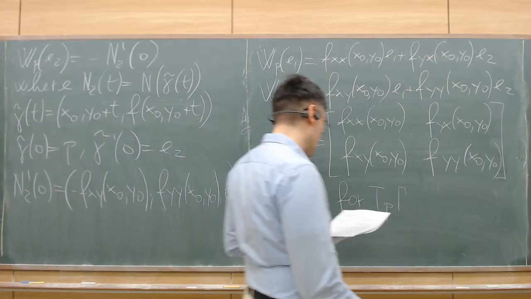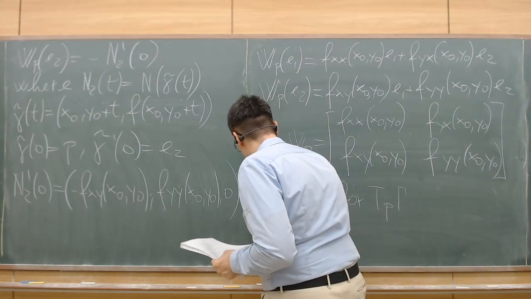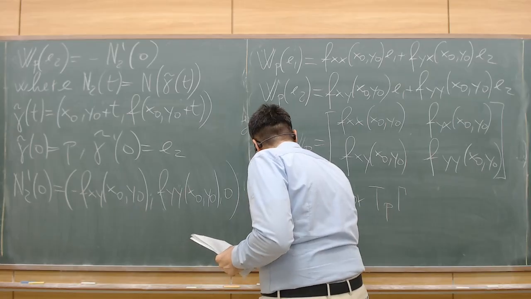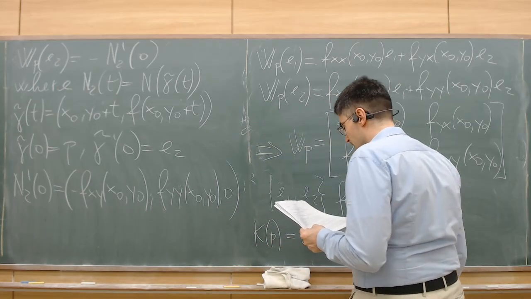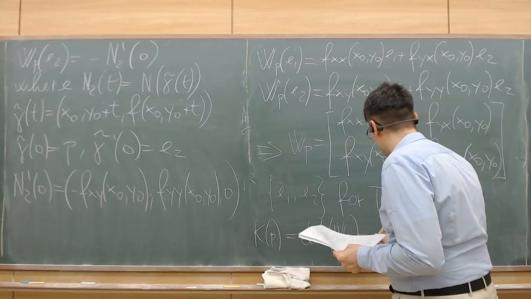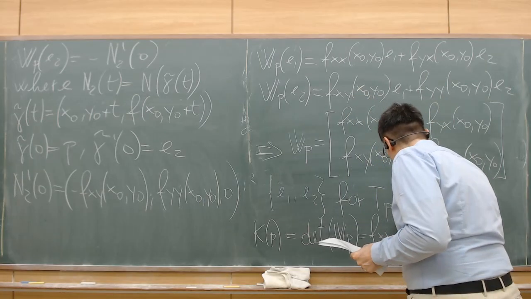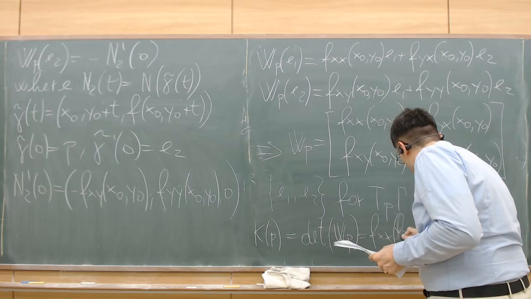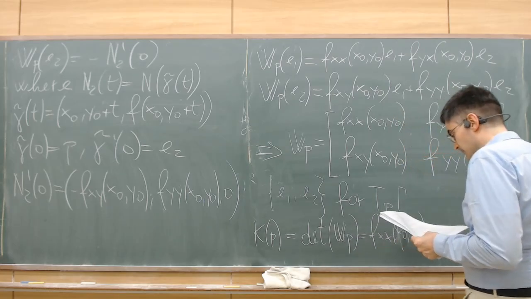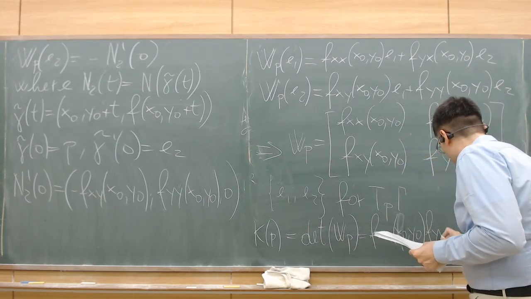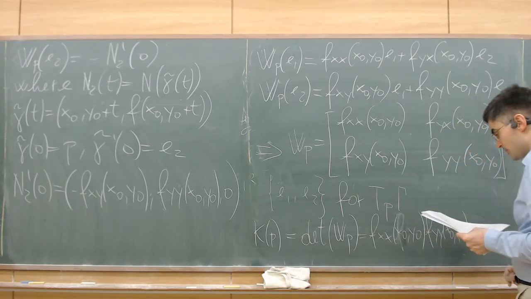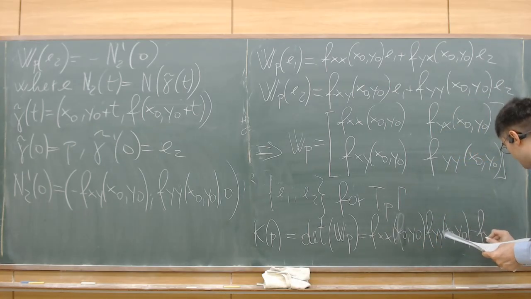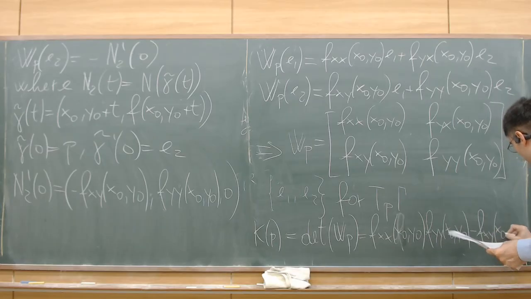What is now the Gauss curvature? This is the determinant of WP, and this is given by fxx at x0, y0 times fyy at x0, y0, minus fxy at x0, y0 squared.